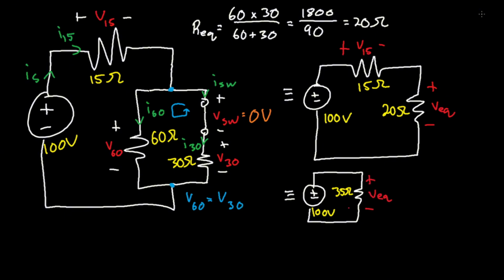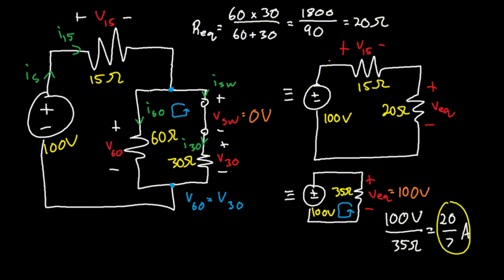But here's the thing about VEQ. If we use KVL around this loop here, we'll realize that 100 volts is equal to your voltage EQ. So if we have 100 volts here and we have 35 ohms, then we can divide the voltage by the amount of ohms to get 20 over 7 amps throughout this entire series circuit.